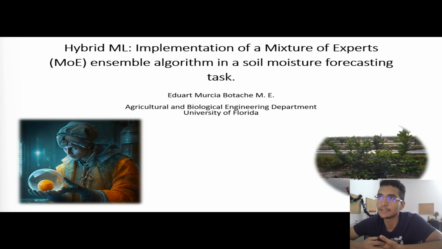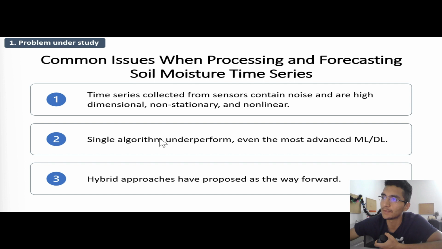I work with time series data, doing forecasting. So let's start. I will present hybrid machine learning and implementation of a mixture of experts ensemble algorithm in soil moisture forecasting tasks. Okay, so now let me explain a little bit about the problem under study.